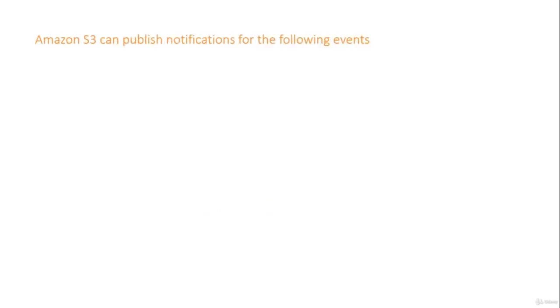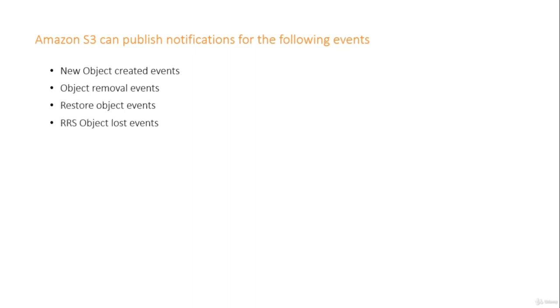Here are the events that can trigger notification. At first, new object created events. Next, object removal events. This includes deletes of versioned and non-versioned objects. Next, restore object events. And next, RRS object lost events. What that means is when an object stored in reduced redundancy storage is lost. And finally, replication events.